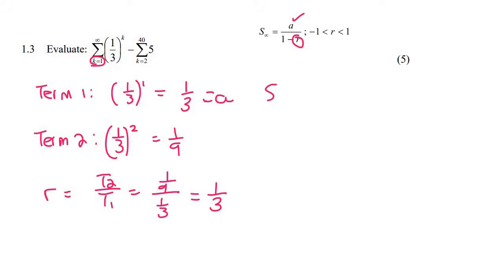And so we can easily go work out the sum to infinity now as a third, which is A, over 1 minus R, which is a third. And if you work this out, we get a value of a half. Okay, so we've done the sum to infinity.